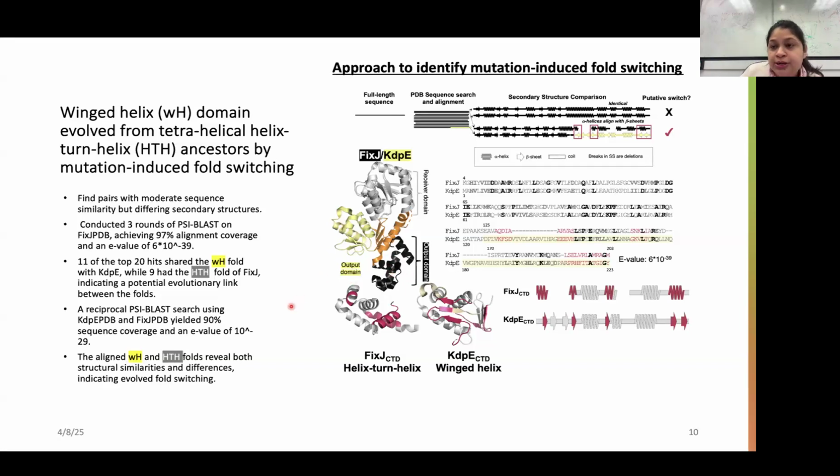We also performed a reciprocal PSI-BLAST search using sequences of KDPE from the PDB, and searched through the sequences of FixJ. And what we found was good sequence alignment and coverage and an e-value of significance. And we could see that we could match these sequences with the other fold as well. When we looked at the alignment, we found that the C-terminal domain aligns very well sequentially, but when we look at the structures there, they are different.